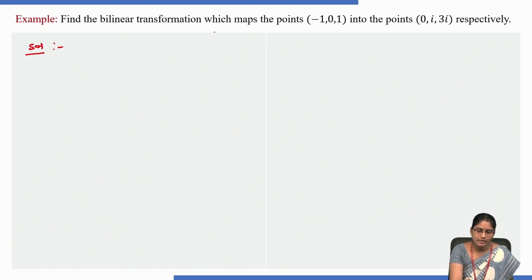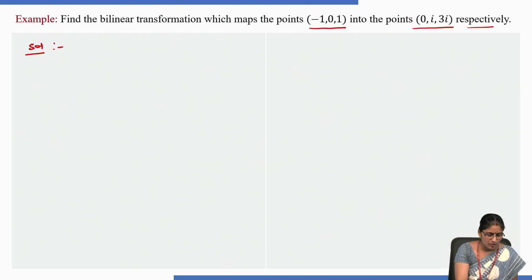Find the bilinear transformation which maps the points -1, 0, 1 into the points 0, i, 3i respectively. We have to find out the bilinear transformation. Points are given: -1, 0, 1 into the points 0, i, 3i respectively.